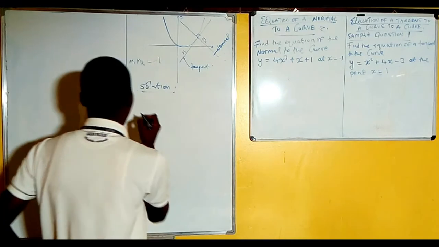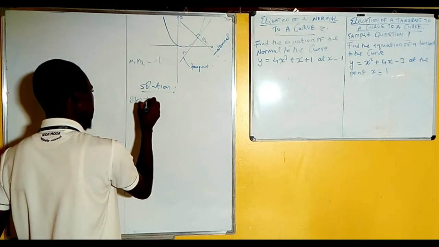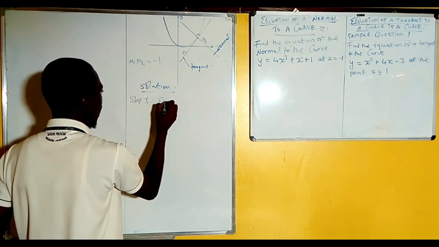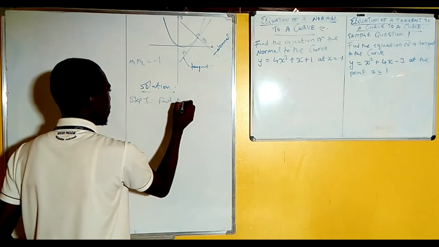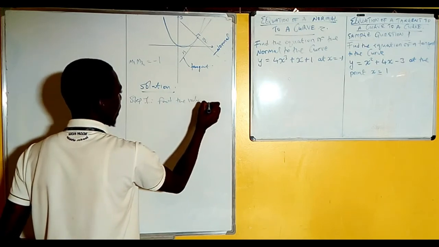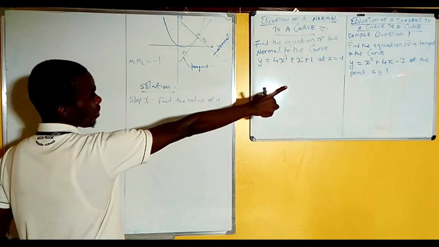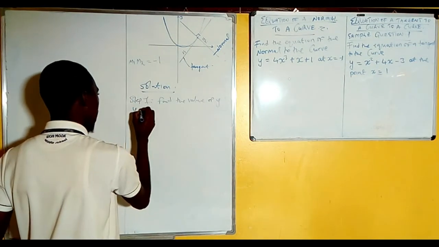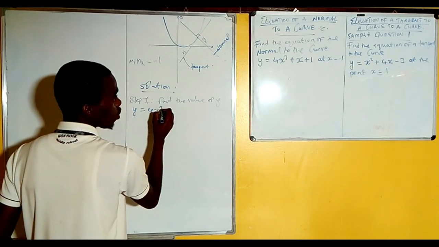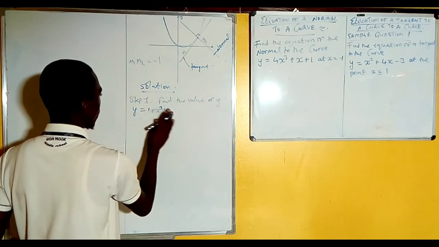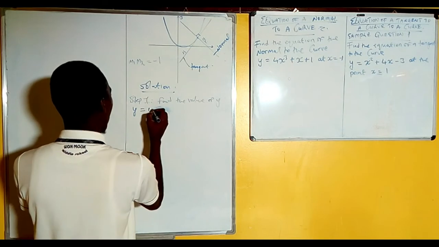So step number 1. Now let's follow the steps properly. So step number 1, you have to find y. Find the value of y. So step 1, we are finding the value of y. So just substitute, because they've said x is equals to 1. So y is equals to 4x to the power 3 plus x squared.